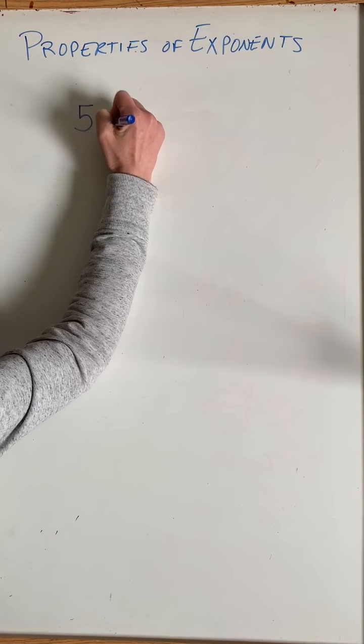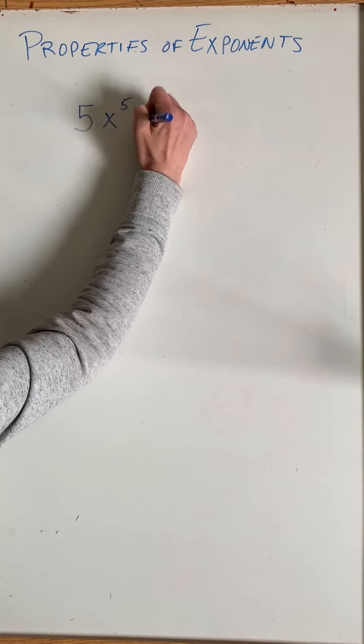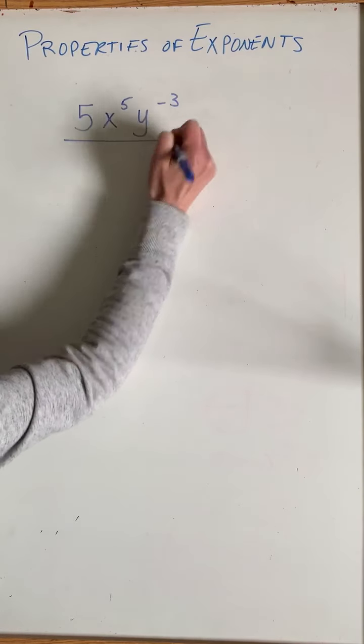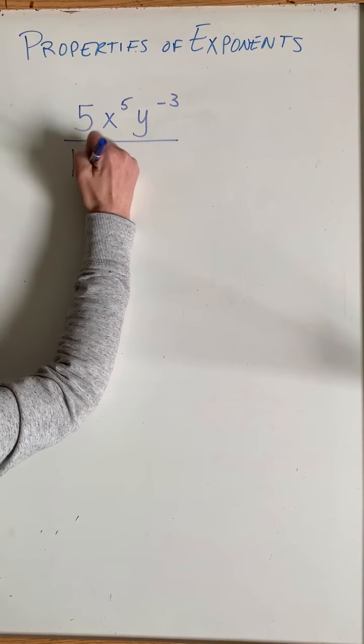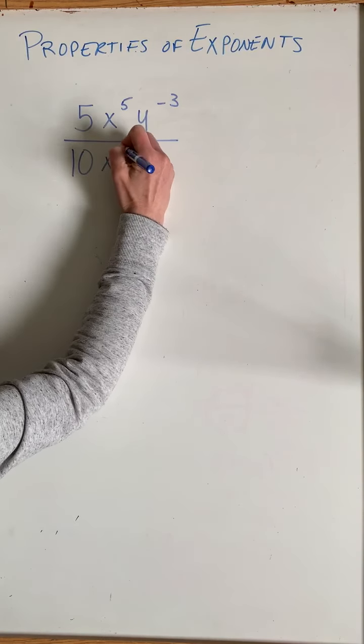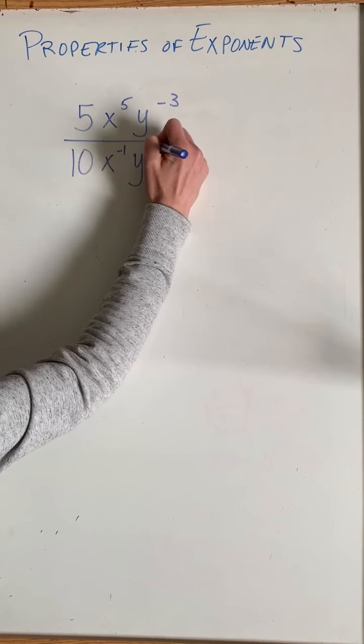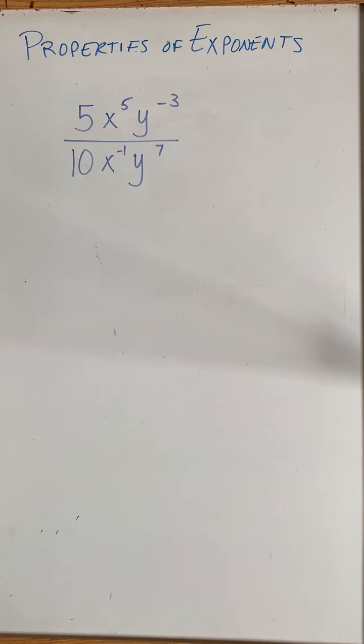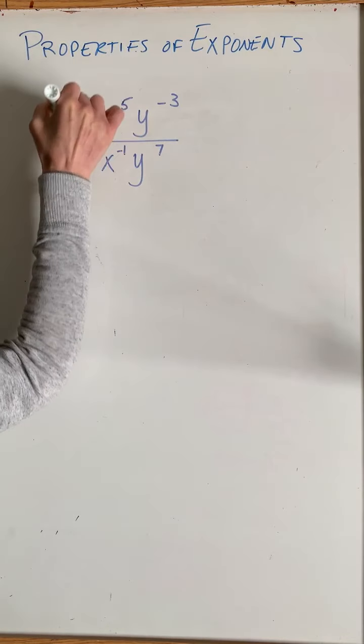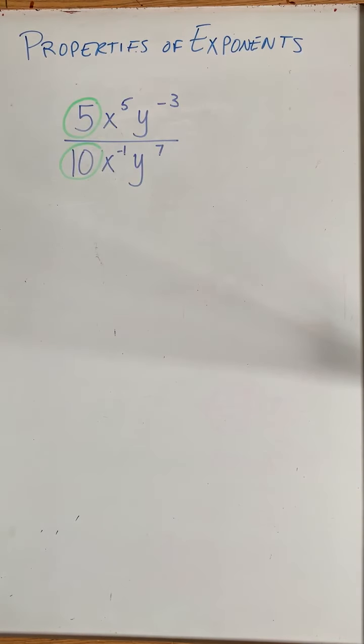How about 5x to the 5th, y to the negative 3rd, all over 10x to the negative 1st times y to the 7th. Okay, so again, depends on what you see and how you want to go about solving this. Let's start with the numbers in front. So we have a 5 here and a 10 here. Those are not powers, right? Because there are no exponents.